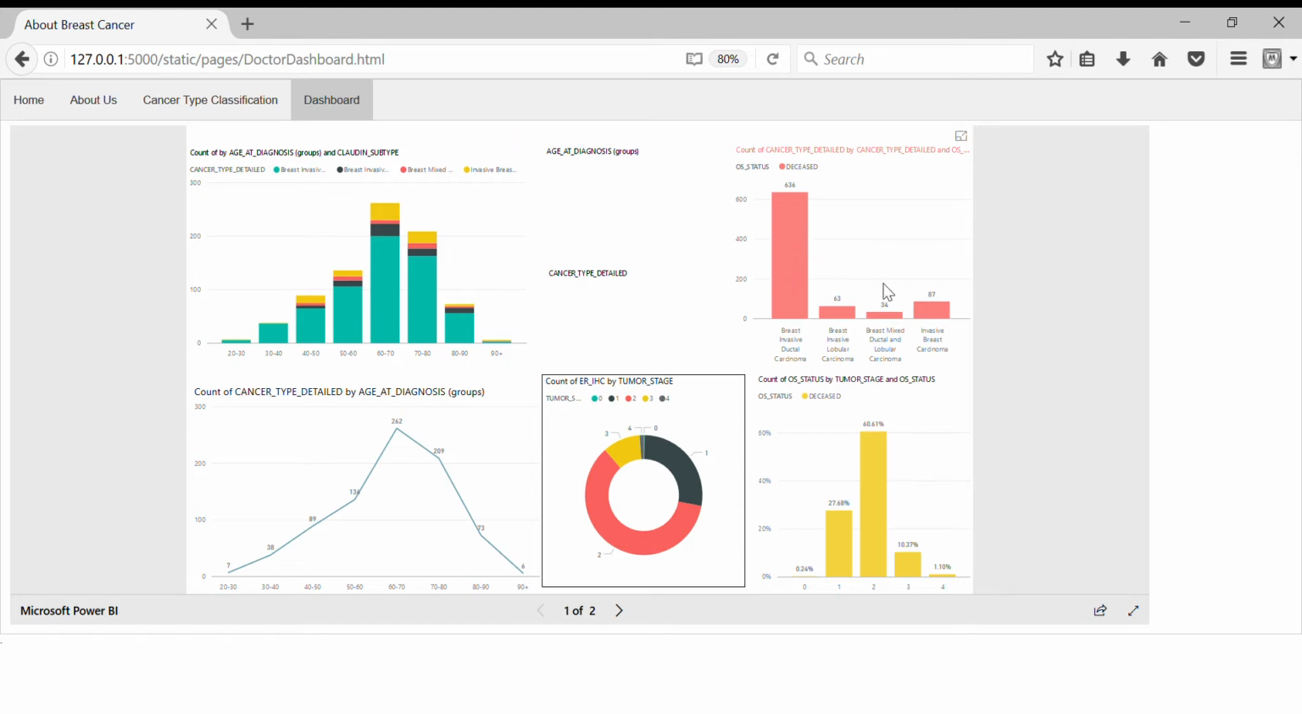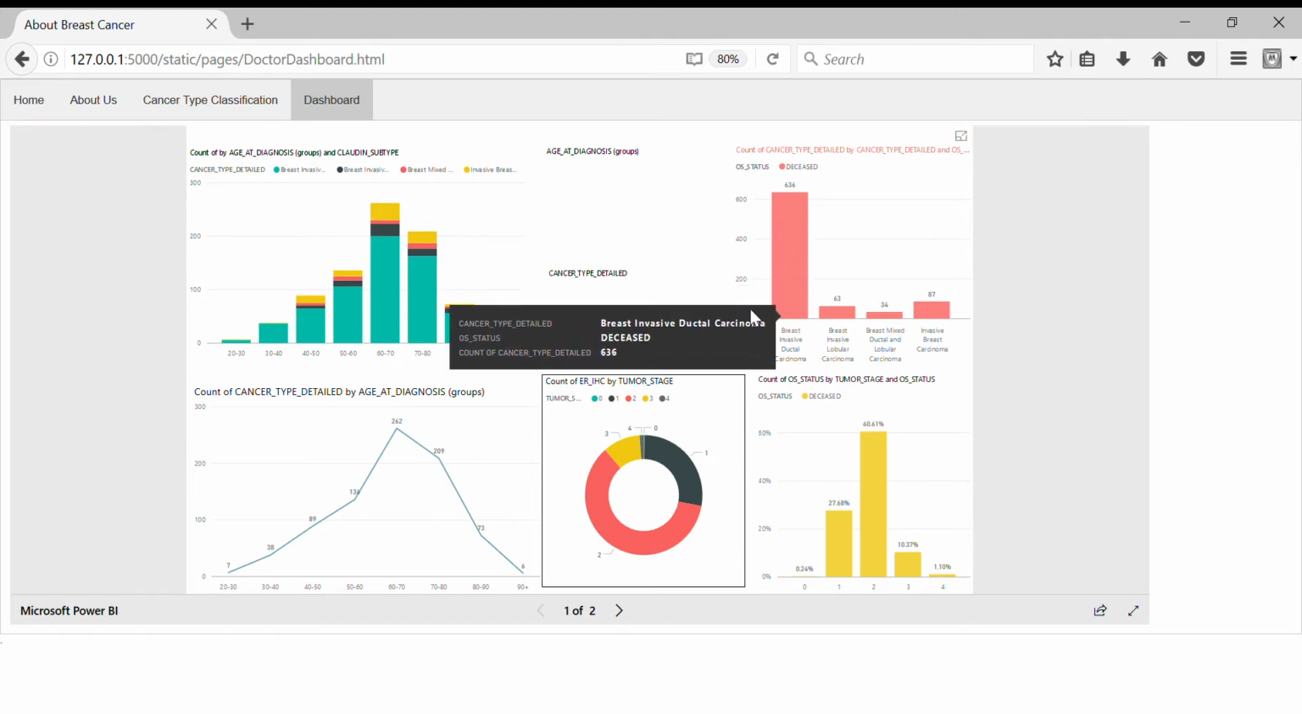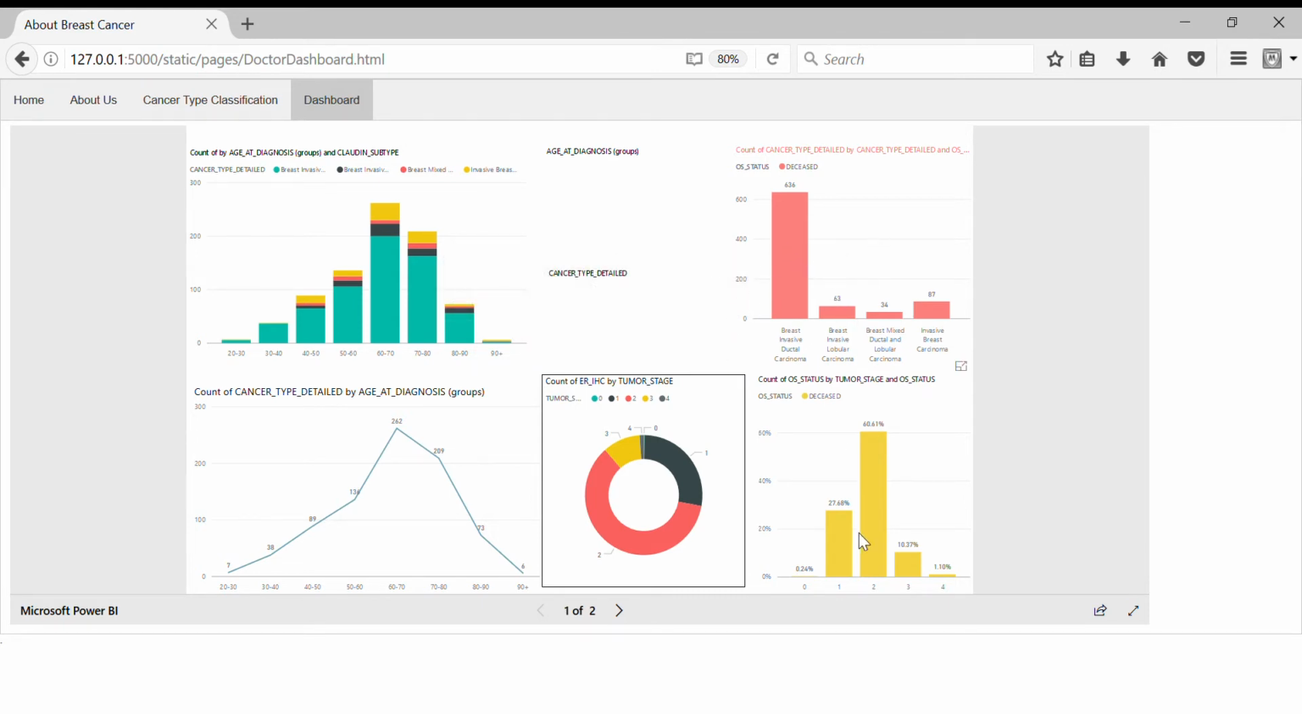And if you could see, it is also a deadly type of breast cancer, where the survival rate is very low, and the number of people who have survived this type of cancer is very small. And these are just graphs based on a few parameters which could be helpful for doctors or oncologists.